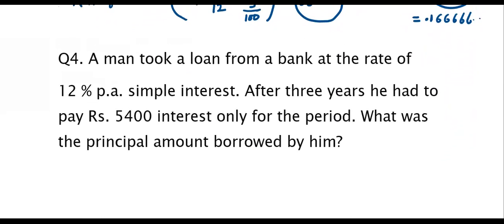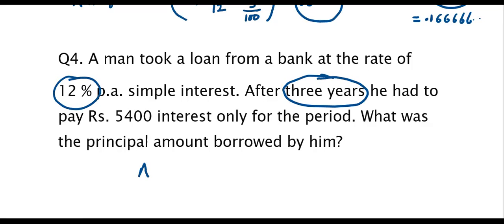Loan from a bank at a rate of 12% per annum, simple interest. Once again, after 3 years he had to pay 5,400 interest only for the period. What was the principal amount borrowed? So you need to find A here. And what is the year? 3 years. This is the period. One period is 1 year. Here 3 years is the total duration. And interest is 12% per annum.